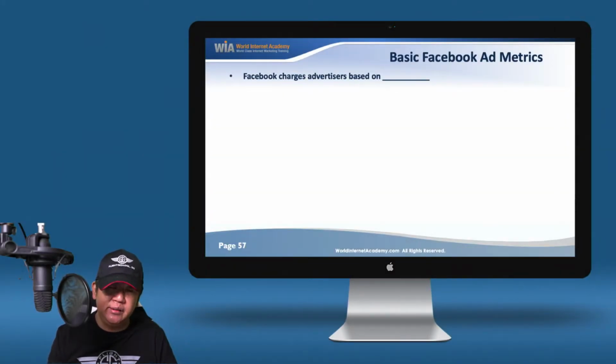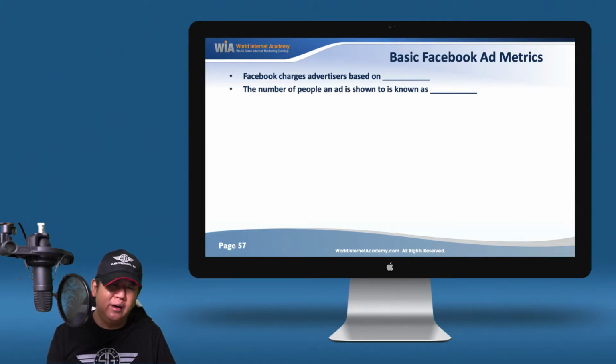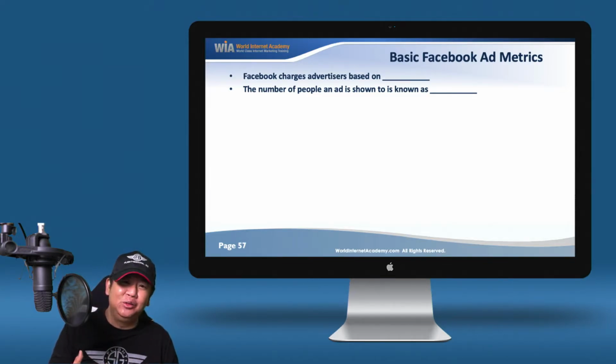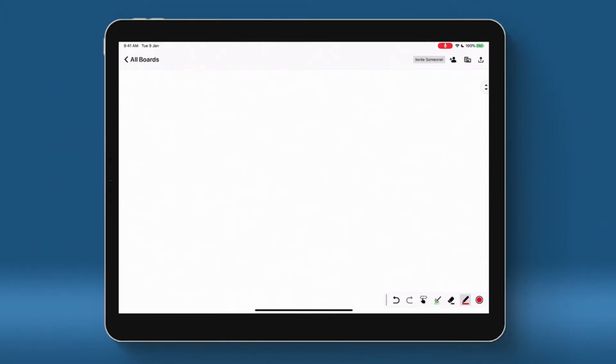You know, the first answer was CPM, cost per mil. The second one is this: the number of people an ad is shown to is known as... Now, in case you were wanting to utilize your newfound skill and say this is impressions, well, it is not. Let me give you the right answer. The number of people an ad is shown to is known as reach.